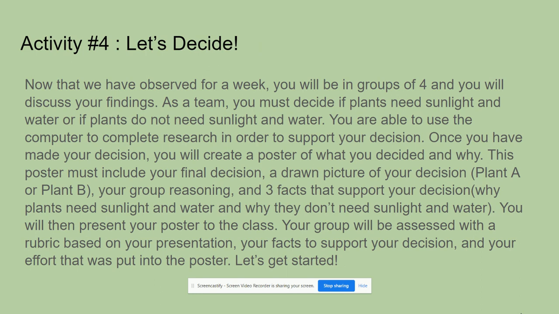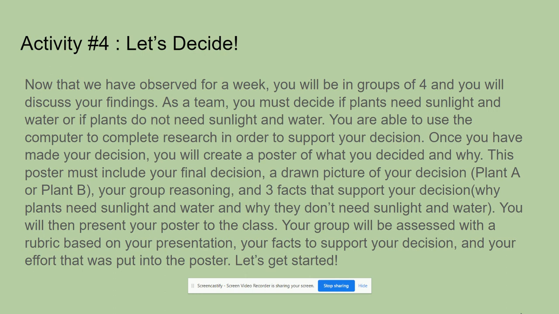So now that they have observed the 2 plants for the week, they will be put into groups of 4 and they will discuss their findings. And as a team, they must decide if plants do need sunlight and water or if they do not. And once they come up with their decision, they will be able to create a poster of what they decided and why. And they will also be able to do research so they can support their decision.